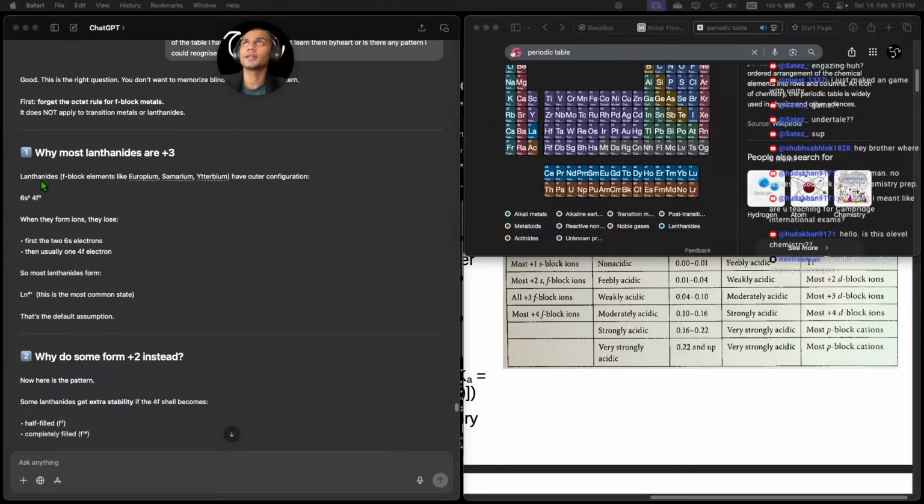How is that going? Lanthanides, F block elements have outer configurations where they form ions. They lose first the two s electrons. Uh huh.